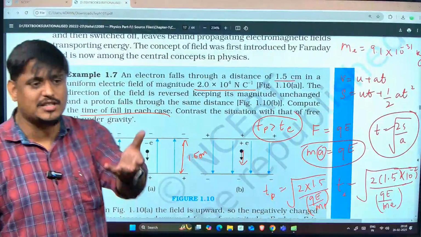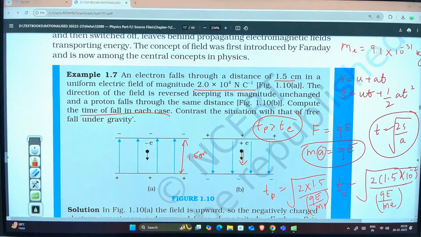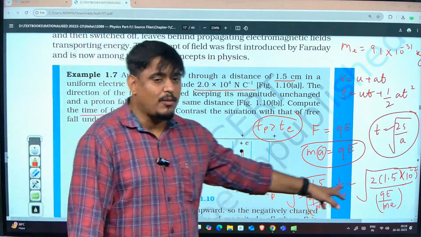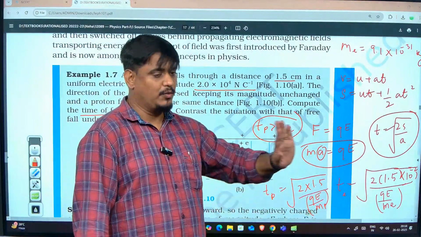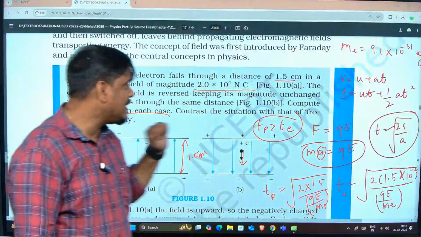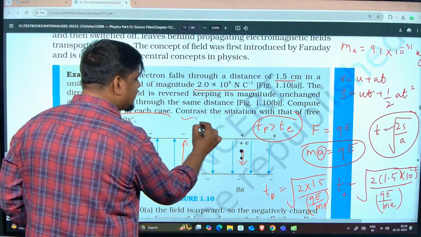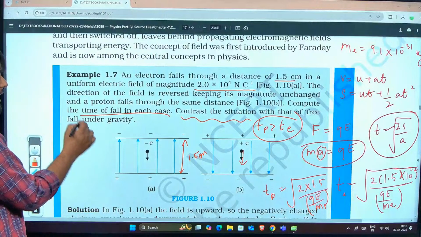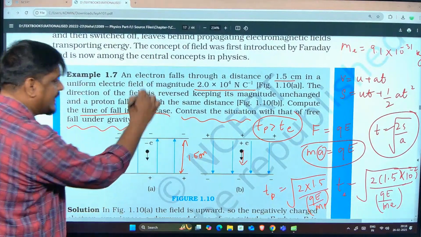Obviously yes, because the electron is lighter, it will come down faster. And the values you can find by this formula that I have written on the board. Now, the first part of the question is over. For the second part they asked: contrast the situation with that of a free fall under gravity.